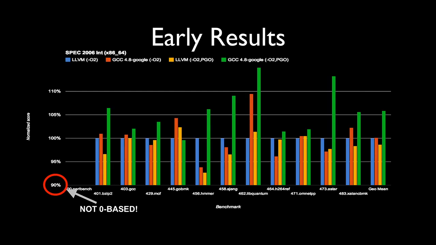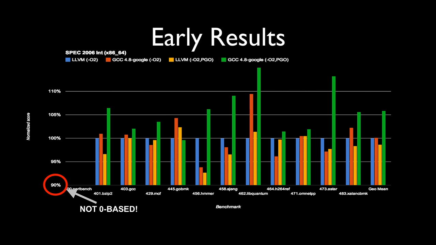These are early results on SpecInt. I don't care too much about the actual numbers, but sort of the shape. The green ones are Google's GCC version, latest version, using the sample profiles. Higher bars are better performance. And these orange bars are the LLVM version of the profile. Sometimes it's good, like here. Most of the time, not so good.